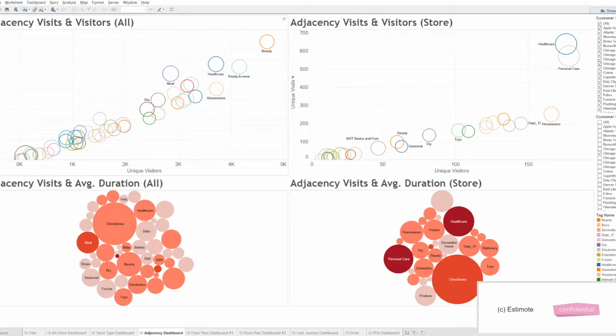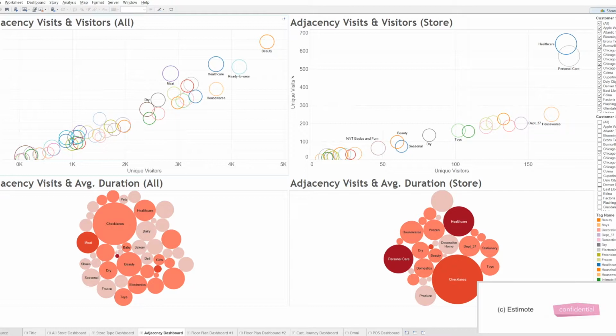Let's move to the third dashboard. The third dashboard is a tool that enables the comparison of adjacency performance using a pair of 2 charts, a traditional graph and a bubble chart, each containing information about unique visitors, visits, and average dwell time for each adjacency that's in scope. The left and the right side of the dashboards can be adjusted to represent any combination of bundles or stores that one would like to compare.